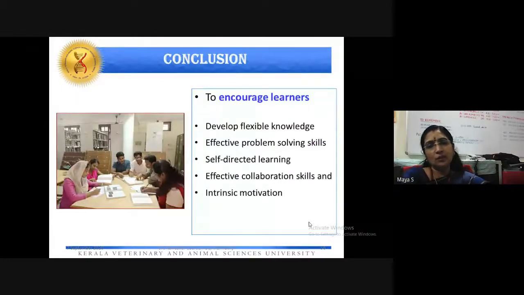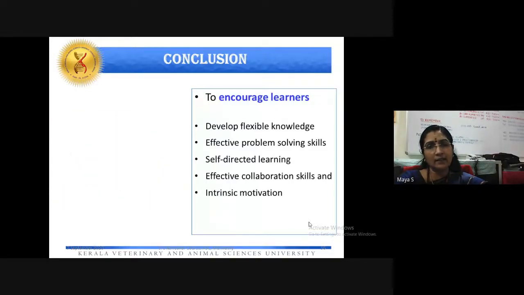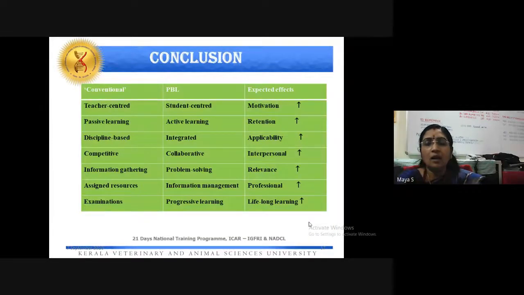So it is for encouraging the learners, and by group discussion they will improve their collaboration and problem-solving skills, and they will have flexible knowledge because they read more books. So by problem-based learning, other than the traditional method, motivation, retention capacity, applicability, interpersonal skills, professional skills and lifelong learning are all increased.